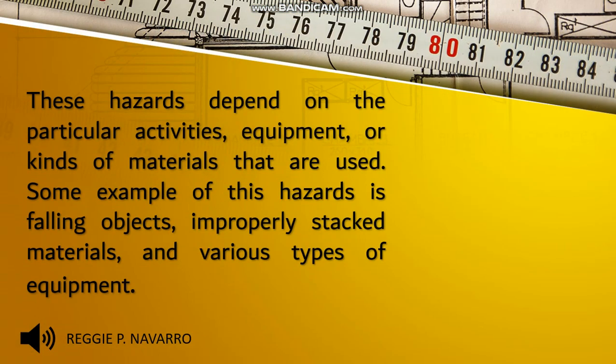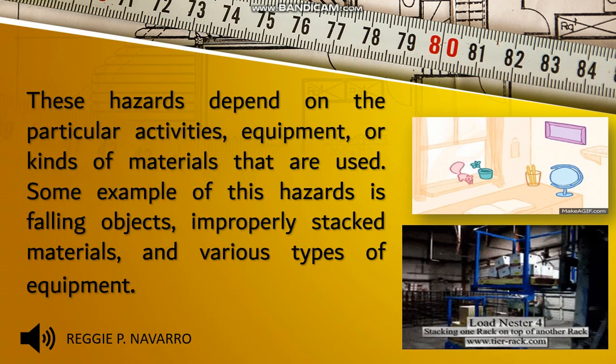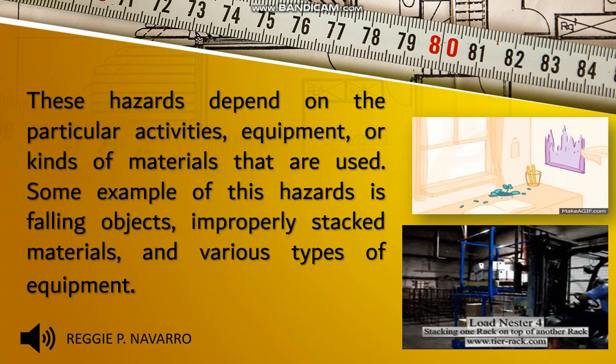These hazards depend on the particular activities, equipment, or kinds of materials that are used. The materials used may be hazardous or toxic, and some of the equipment are hand tools, forklifts, and so on. Some examples of this hazard are falling objects, improperly stocked materials, and various types of equipment.